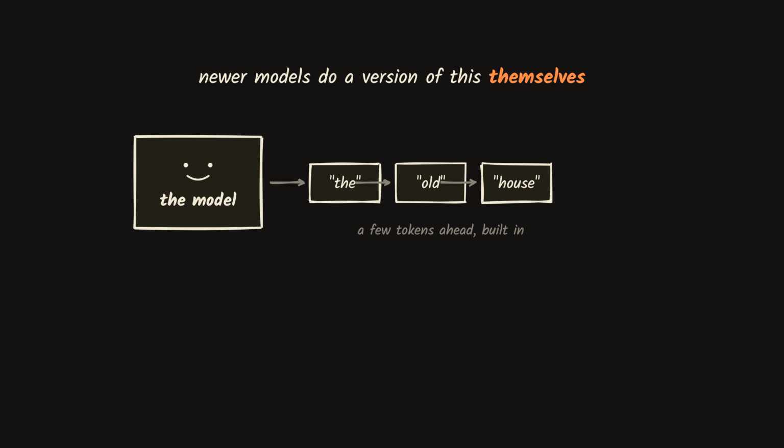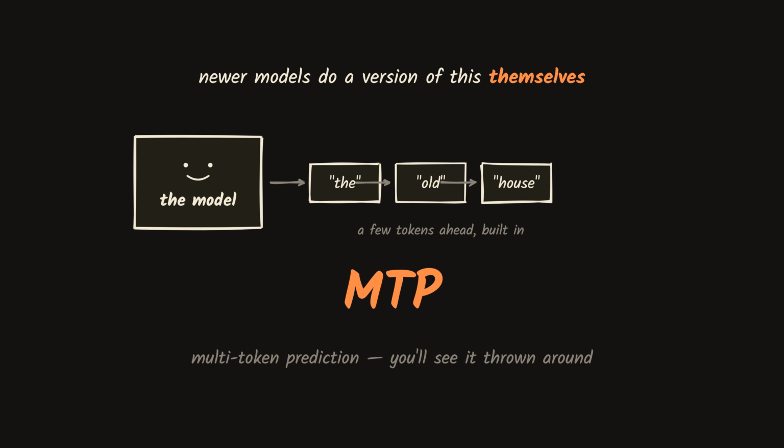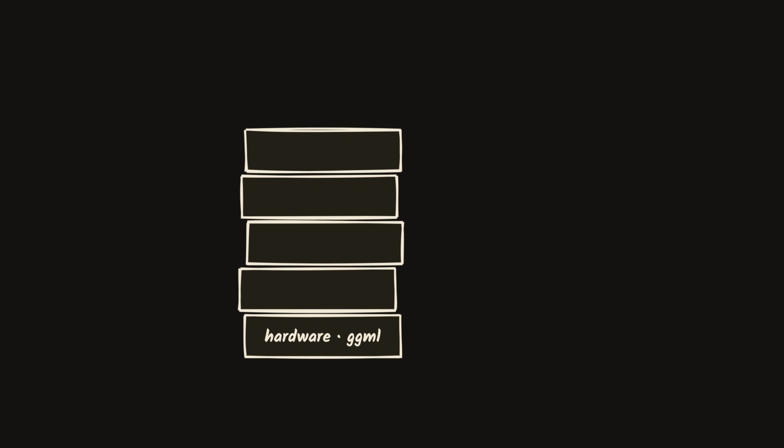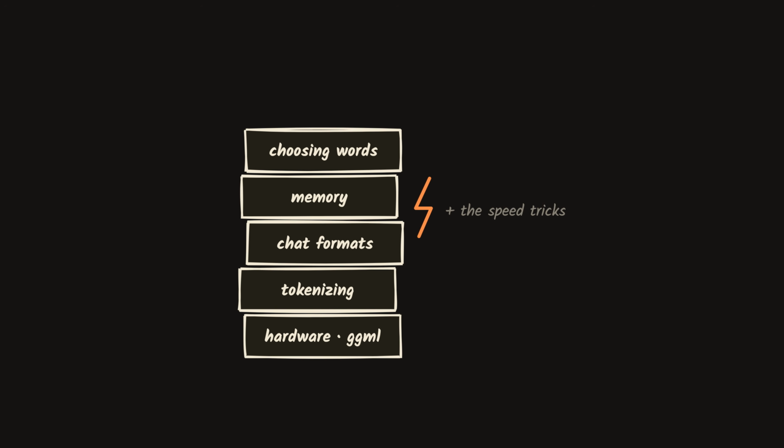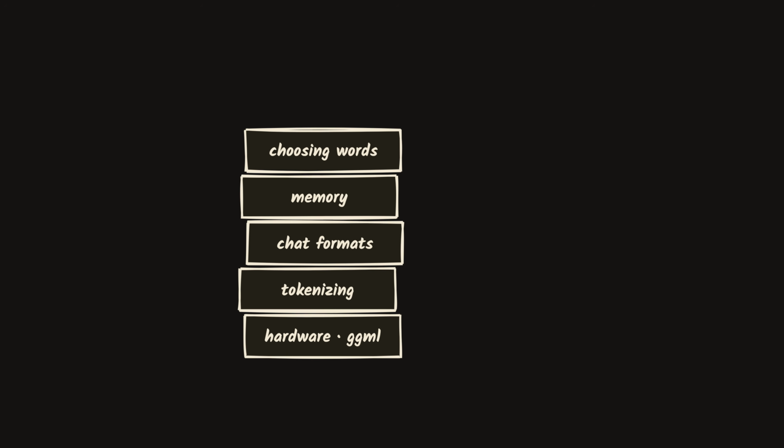Newer models even do a version of this themselves, predicting a few tokens ahead. That's the MTP, multi-token prediction, you'll see thrown around. Hardware, tokenizing, chat formats, memory, choosing words, the speed tricks, that's the real job of running a model, and it's a lot. Now you can see why nobody rewrites it.